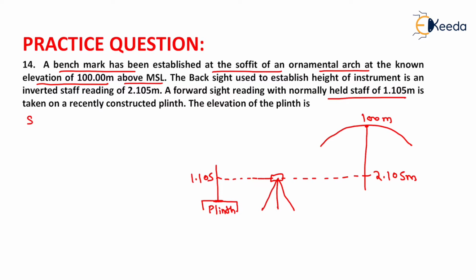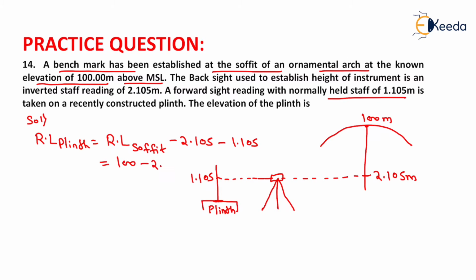Now from the diagram it is clearly seen that for the calculation of RL of plinth, we need the RL of soffit of ornamental arch minus 2.105, that will be the inverted staff reading at the ornamental arch, minus 1.105 meter, that will be the reading of staff at the plinth.